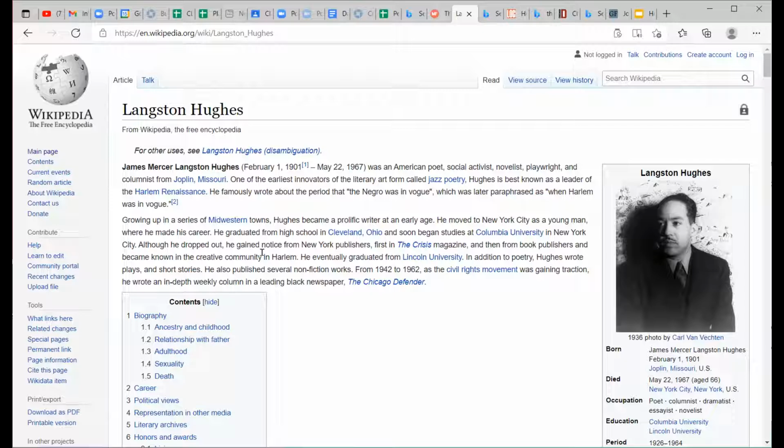So I just want to read the first paragraph and we'll see what we can gain from it, right? It says that Langston Hughes was an American poet, activist, novelist. He was one of the innovators of something called jazz poetry. I'm going to pay attention to that. He's best known as a leader of the Harlem Renaissance. I'm going to pay attention to that.